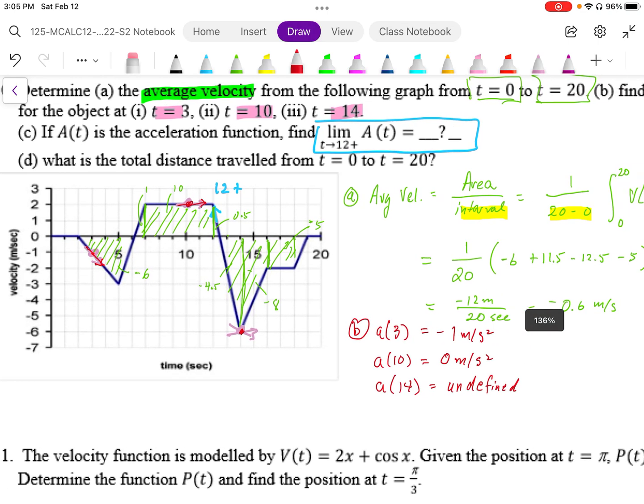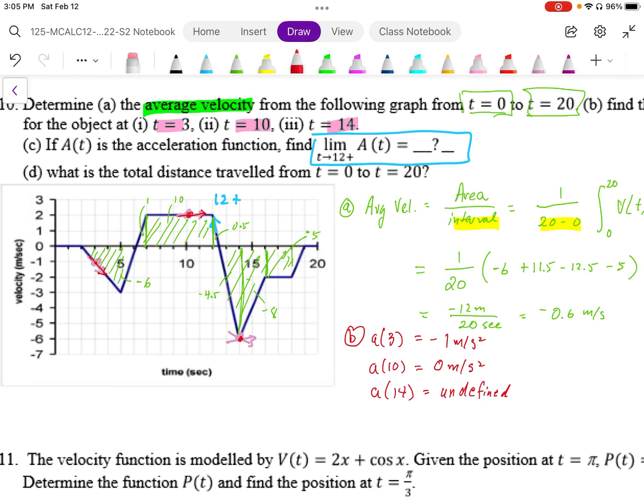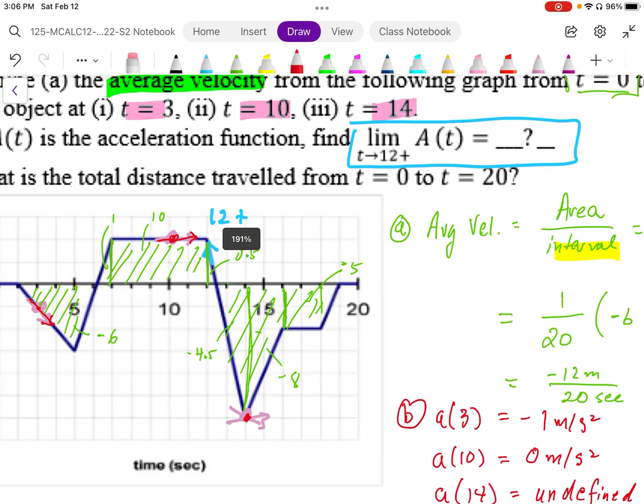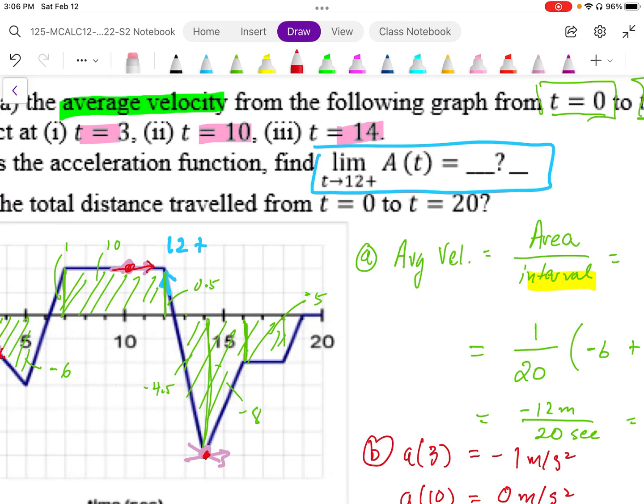Okay, so then for part C, it says find the acceleration as t approaches 12 from the positive side. So what is acceleration? In blue here, we're finding the limit of the slope as it approaches 12. Well, it's a constant slope, and it looks like it's negative. This negative slope is going to be negative 4 over 1. If we go left to right, it goes down and over, so the slope is negative 4. It's constant as it approaches 12 from the positive side.